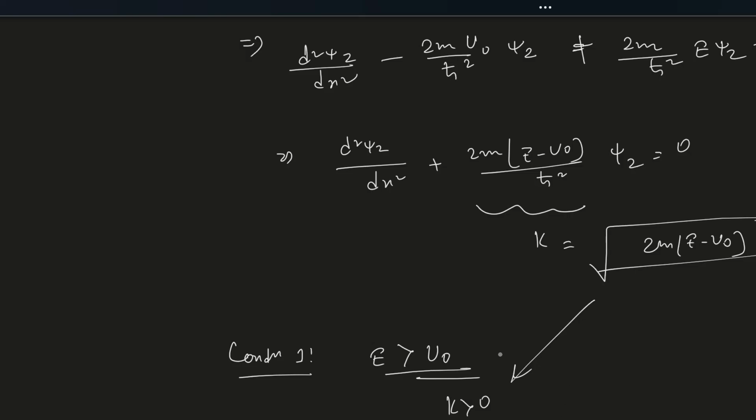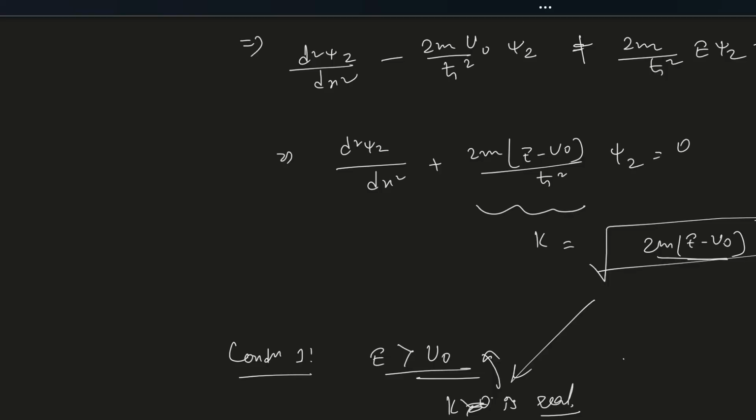Now for k to be actually real and valid, this thing has to be greater than 0, because otherwise there is a minus sign below the square root sign, then k becomes not real, k becomes imaginary, and we don't want that. So we take k as real. k is real when E is greater than U naught. So for a real k, this is d2 psi dx2 plus k squared psi 2 equal to 0.